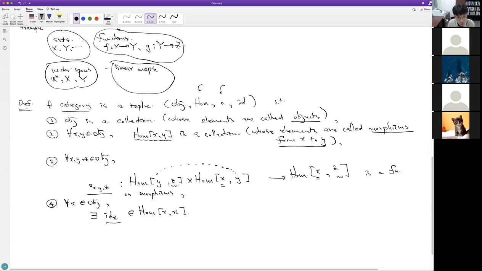And this circle means we have an operator that allows us to compose two morphisms. ID means that for every object, we have an identity morphism. And then this whole thing has to satisfy some property.